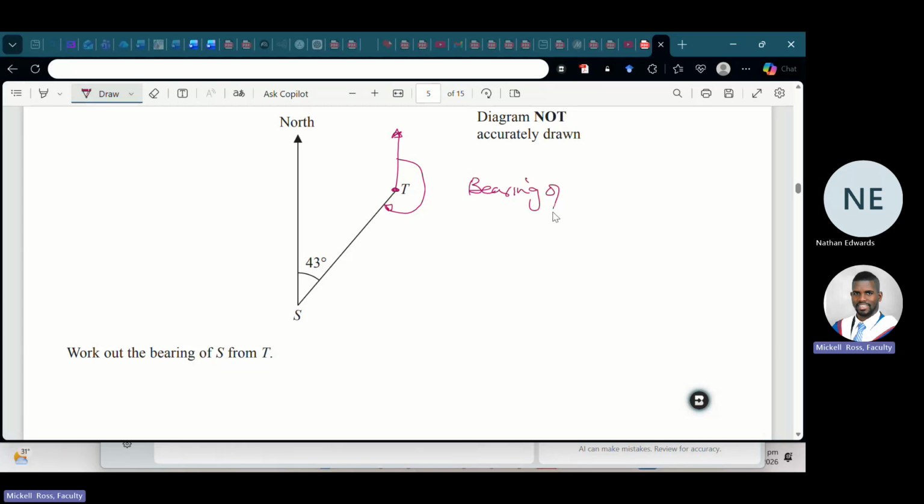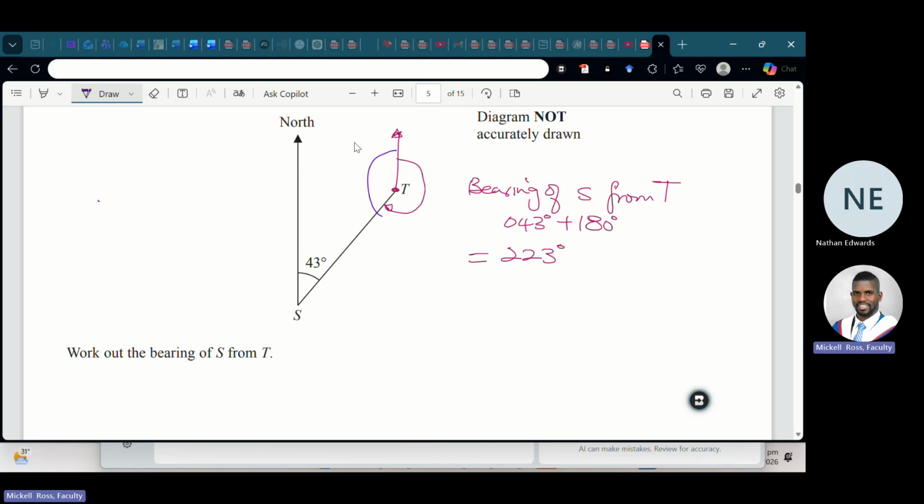So the bearing of S from T is going to be 43 degrees plus 180, which is going to be equal to 223 degrees. Another way of doing it, we could have found this angle right here, because remember, both angles together on the inside must add up to give us 180.